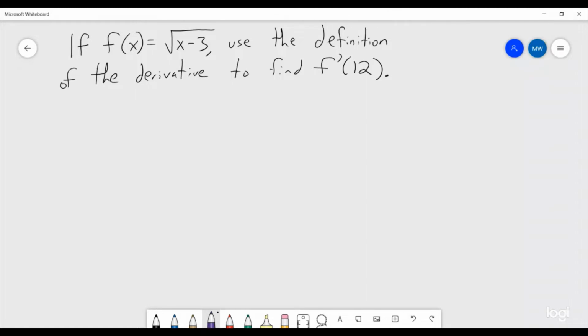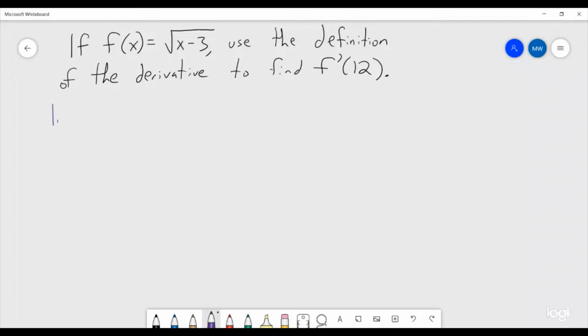Okay, now with that out of the way, if we're given this sort of problem, how can we do this? If we are told that f of x is the square root of x minus 3, how can we use the definition of the derivative to find f prime of 12? Now because this is the derivative at a point, there are two different definitions we could use.